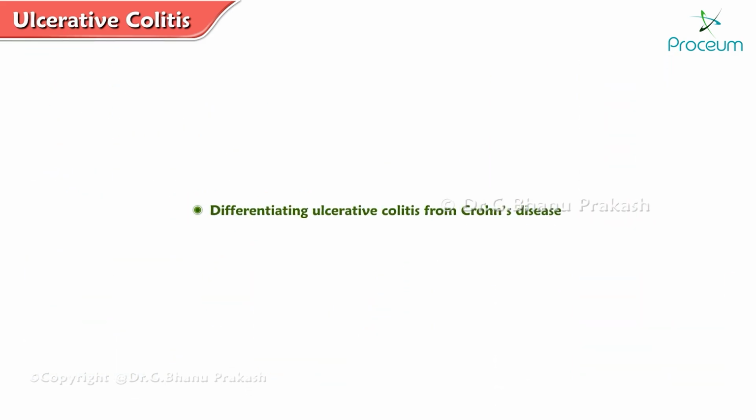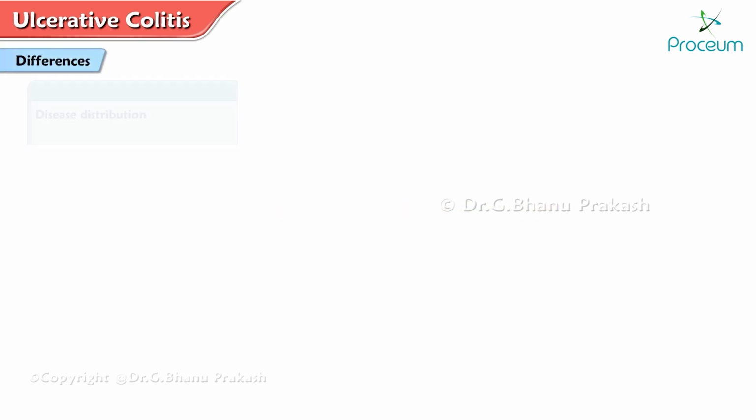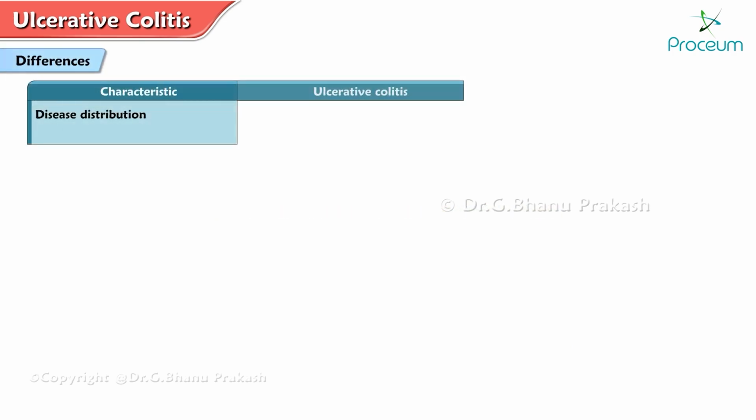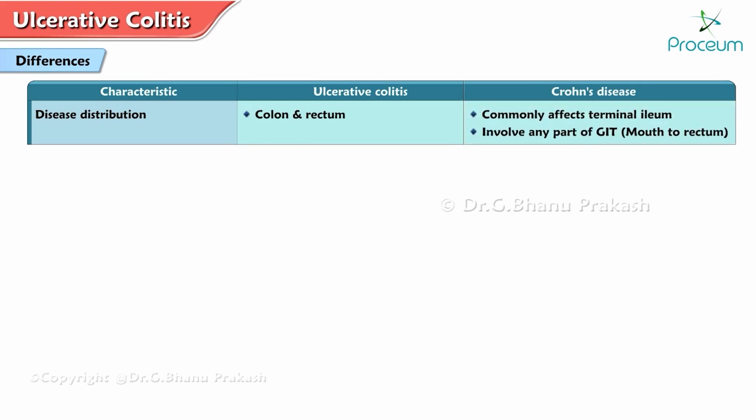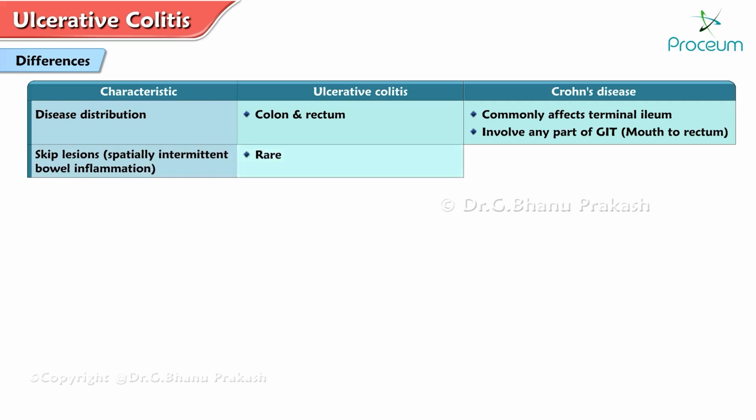Here's a table differentiating ulcerative colitis from Crohn's disease. Disease distribution. Ulcerative colitis commonly affects the colon and rectum, whereas Crohn's disease commonly affects the terminal ileum or may involve any part of the gastrointestinal tract, that is, mouth to rectum. Skip lesions, that is, spatially intermittent bowel inflammation, are rare in ulcerative colitis and common in Crohn's disease.